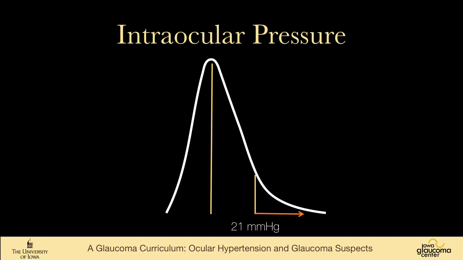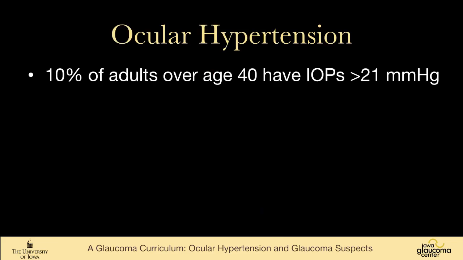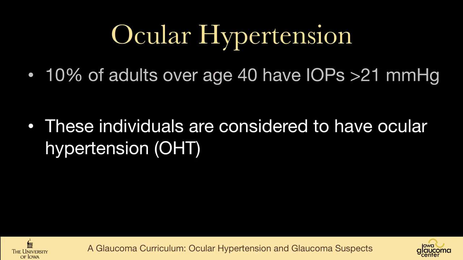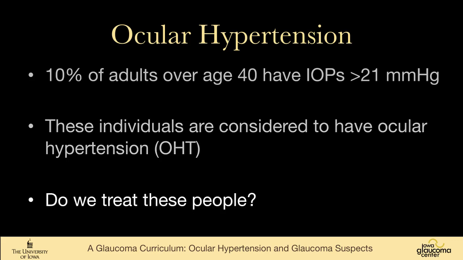So we call those people ocular hypertensives. They don't have glaucoma necessarily, but they have pressures outside the average range. And that includes 10% of adults over 40 who have pressures over 21 millimeters of mercury. We call them patients with ocular hypertension. And the question is, do we treat these people? That's a lot of people, 10% of the population.